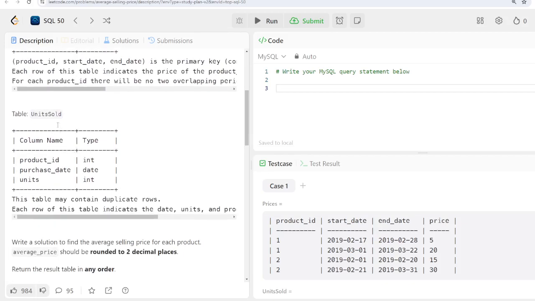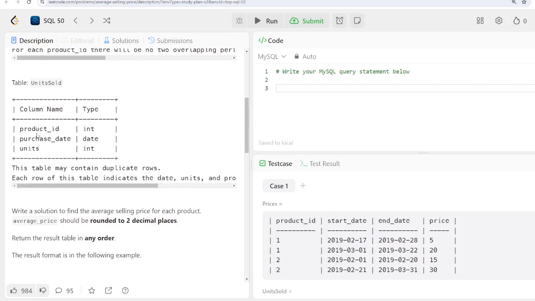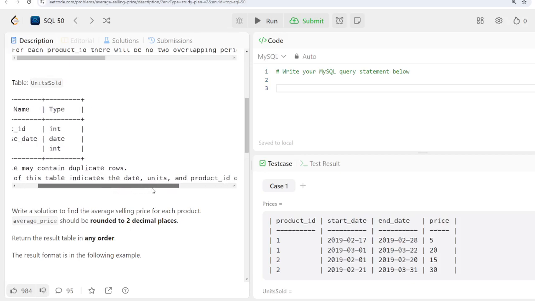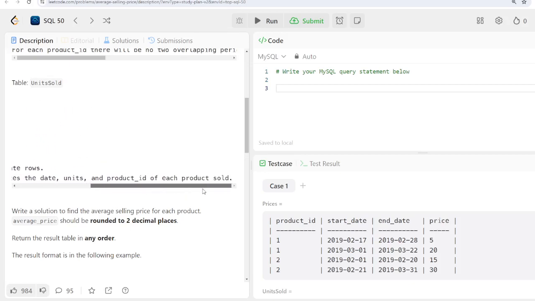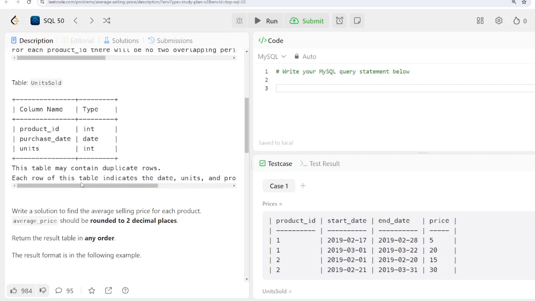Okay. Now we have another table, that is units sold. Here I have three columns: product ID, purchase date and the units. Now this table may contain duplicate rows. So this means that this table doesn't have a primary key column. Each row of this table indicates the date, units and product ID of each product that is sold.